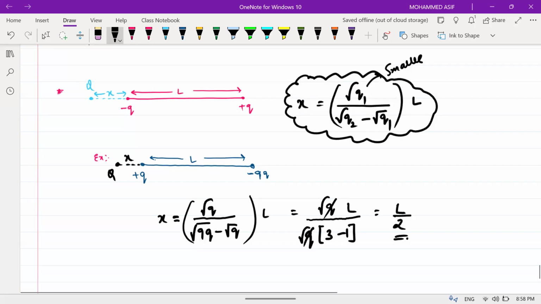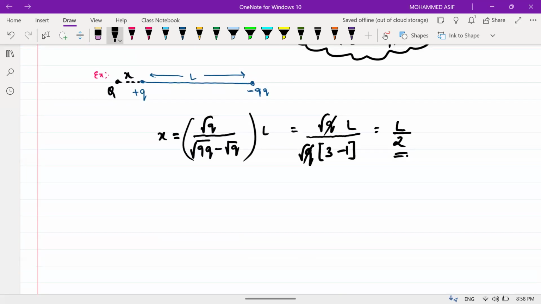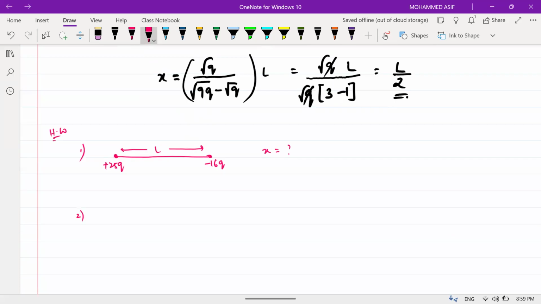Take some questions as homework and try to do it. First one: here it is plus 25q, minus 16q. Distance between them is L. So x is equal to what? And one more question: this one is plus 16q, this one is plus 4q. X value is equal to how much?